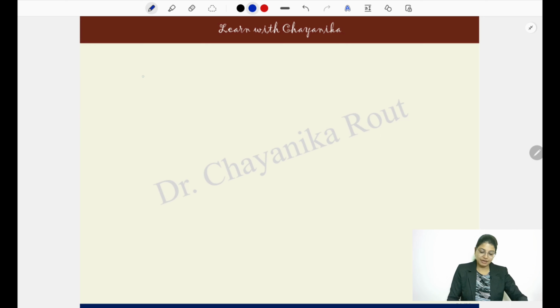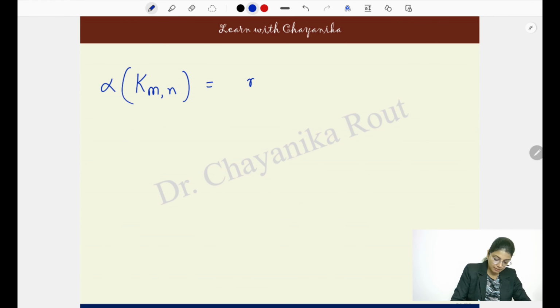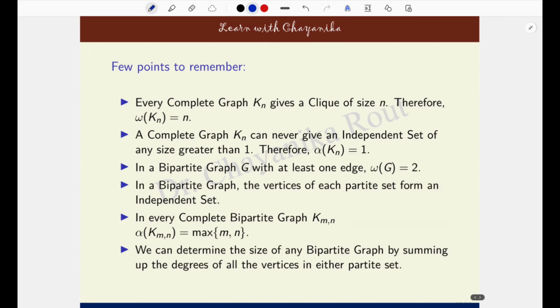So basically by formula we can say Kmn has independence number equal to the maximum of the 2 integers m and n. Of these m and n, whichever is a larger value is the independence number of the complete bipartite graph, because both the partite sets are actually forming independent sets. Of these two, the one with the larger cardinality will give the independence number alpha. So these are basically those key points that we have just discussed about complete bipartite graphs.